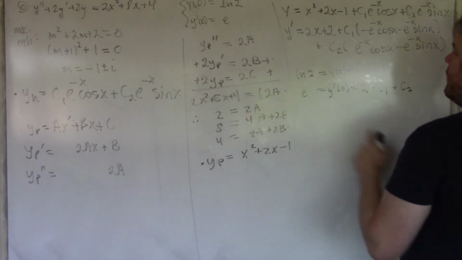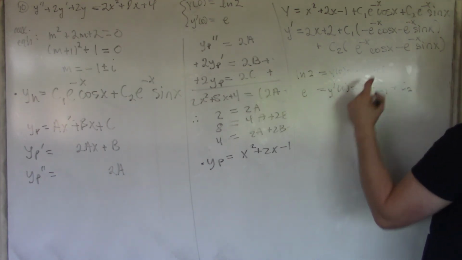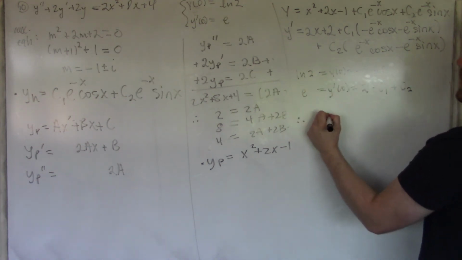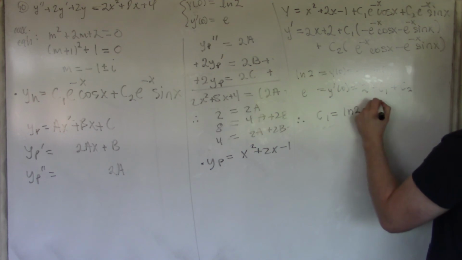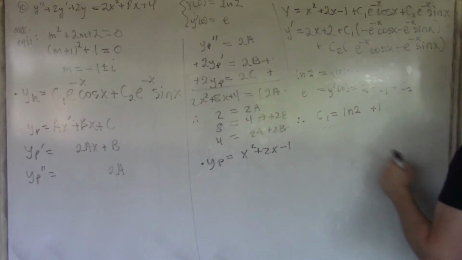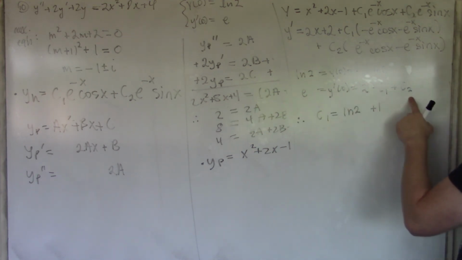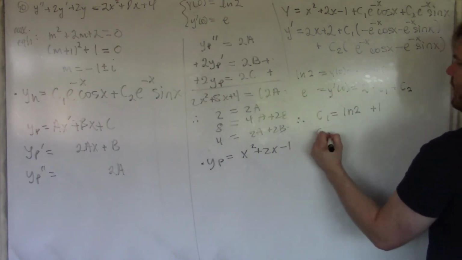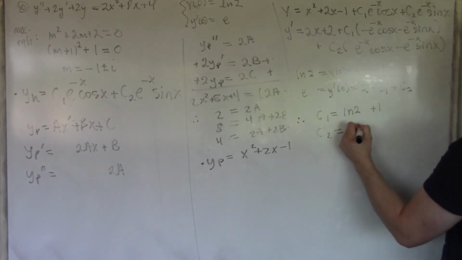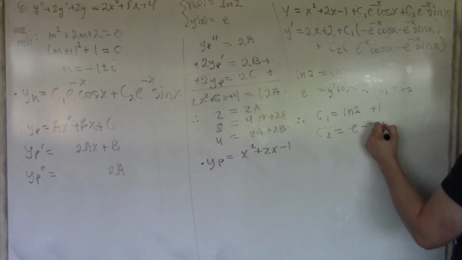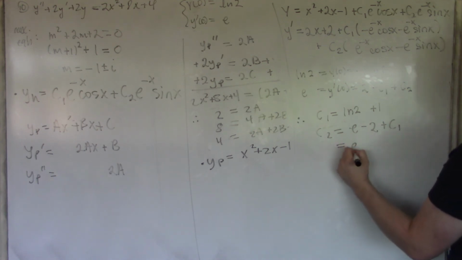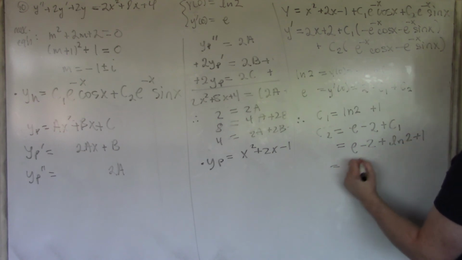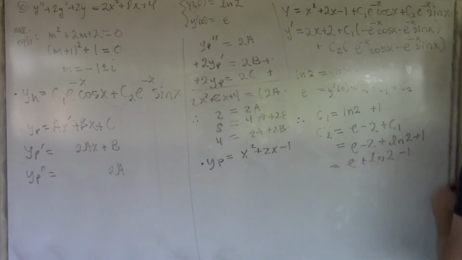And so the system of equations I have to solve is not terrible. I can solve the first one because it's one equation with one unknown. I get c1 equals natural log of 2 plus 1. And then if I rearrange, c2 is e minus 2 plus c1, but that's equal to e minus 2 plus natural log of 2 plus 1, which is e plus log of 2 minus 1.